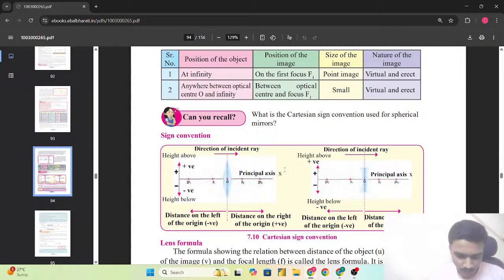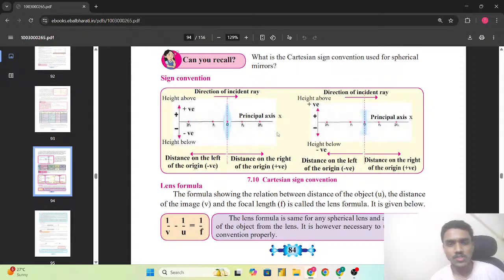और जो spherical mirrors का sign convention था, वो हमने क्लास 9th में देखा था, that the sign convention which we have used for the plotting of the ray diagrams and to do the further calculations regarding that. So यहाँ पर साइन कन्वेंशन क्या है?